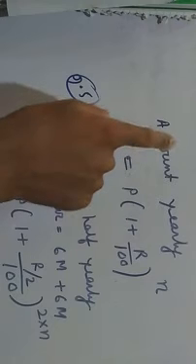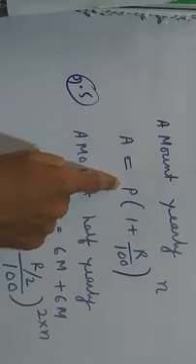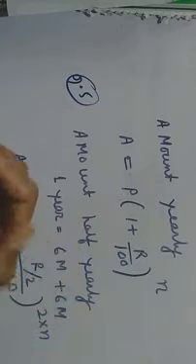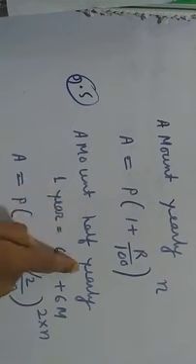In questions number 1 and 2 we calculated the amount, and the formula for yearly compounding is A equal to P bracket 1 plus R by 100 bracket close power n. N means time, R means rate of interest, and P means principal. But now the rate of interest is given half yearly.